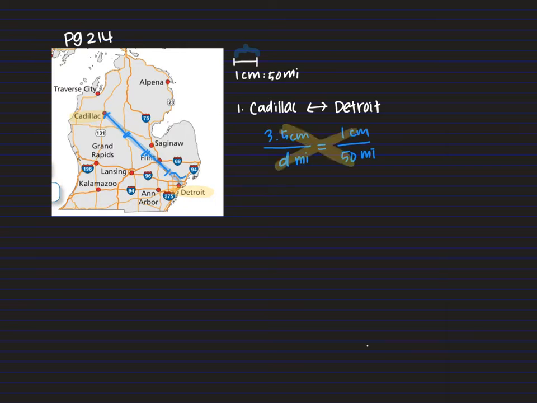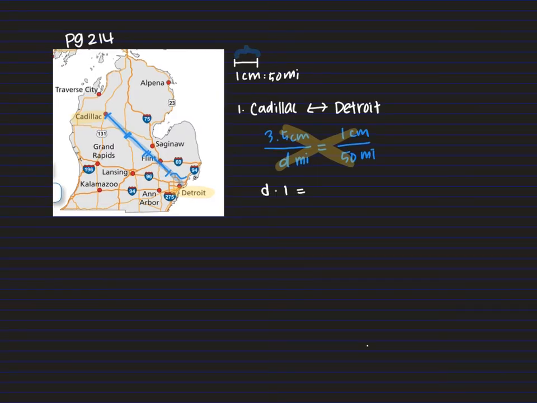So the next step is going to be cross multiplying them, just as you have been doing for a proportion. So d miles times 1 equals 3.5 times 50. And d is going to give you 175. So the actual distance between Cadillac, Michigan and Detroit, Michigan was 175 miles.